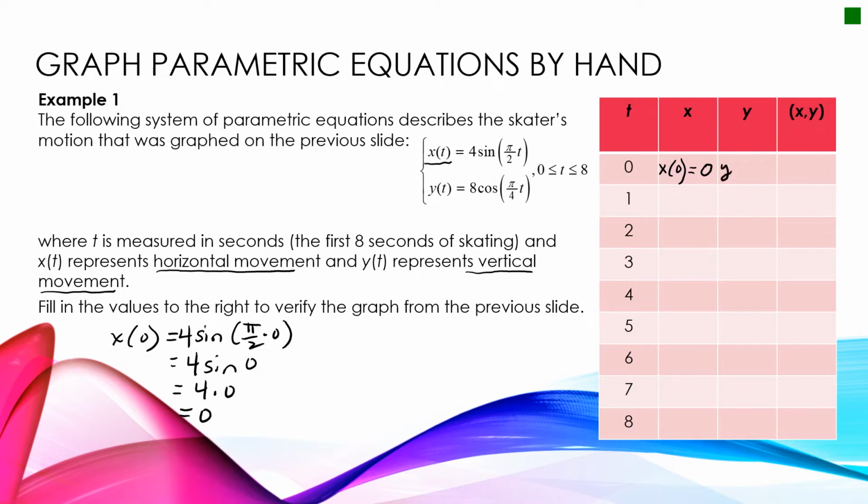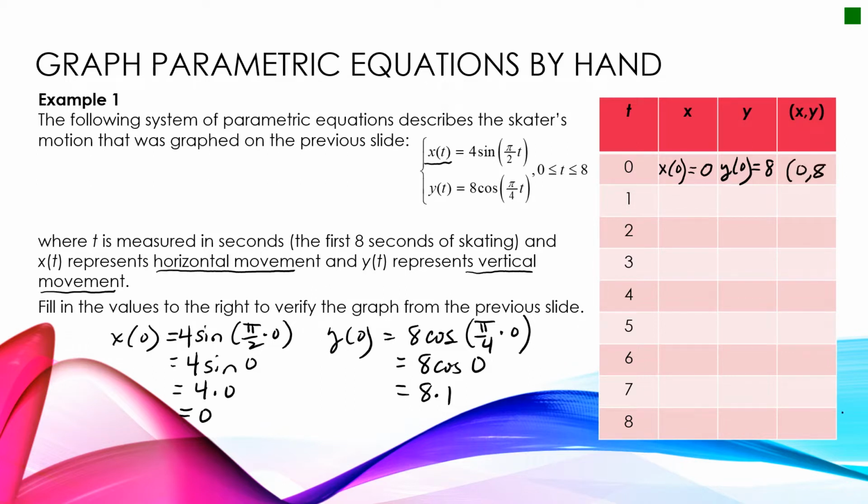And how about y of 0? y of 0 is going to be 8 times the cosine of pi over 4 times 0. And the cosine of 0 is 1. So y of 0 is 8. So here's what that means. That means at 0 seconds the skater is at a location of (0, 8). Go ahead and pause the video and see if you can fill out the rest of this table, and then come back once you've got it completed to see if your answers match mine.